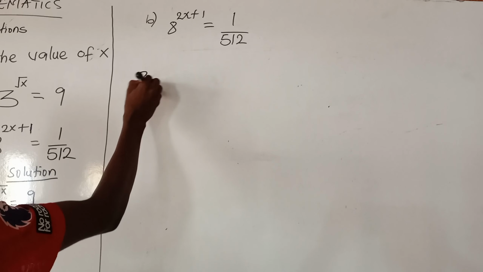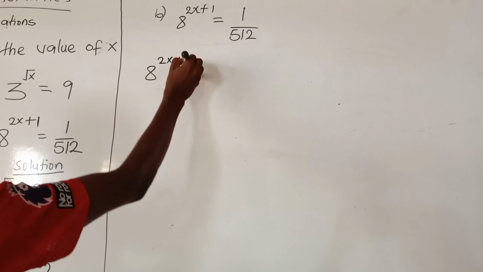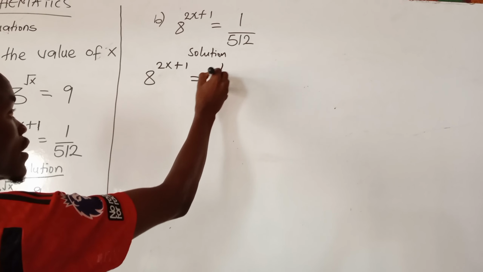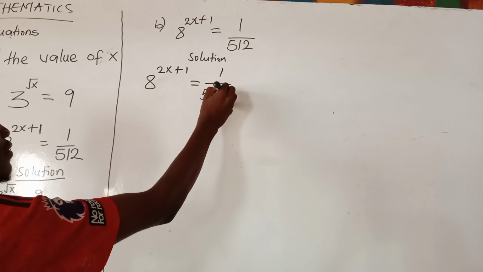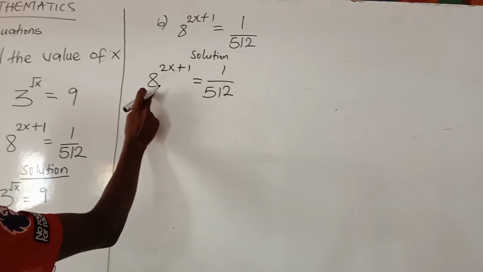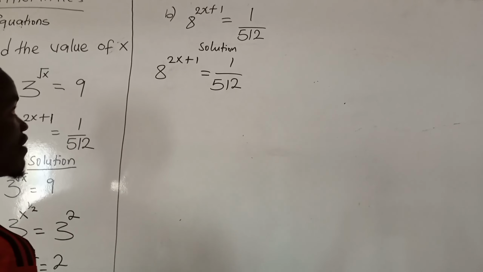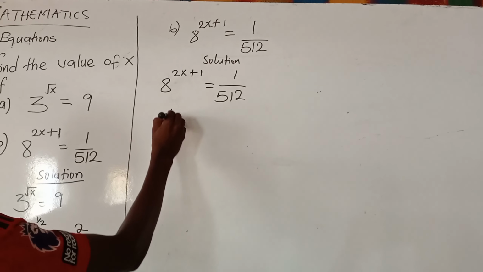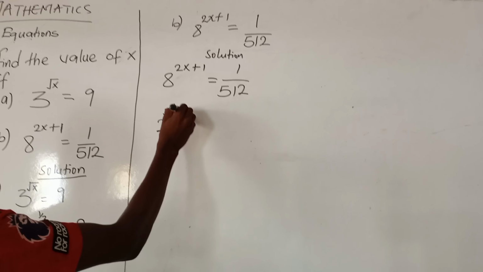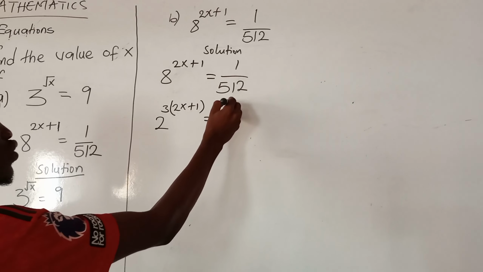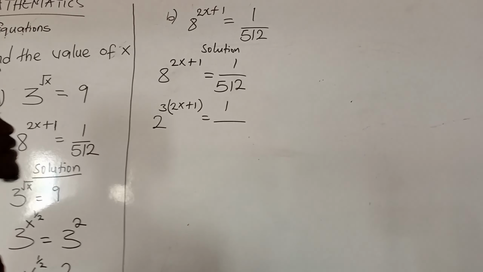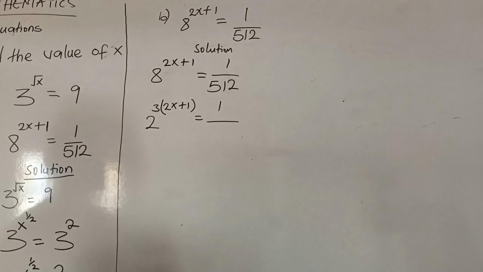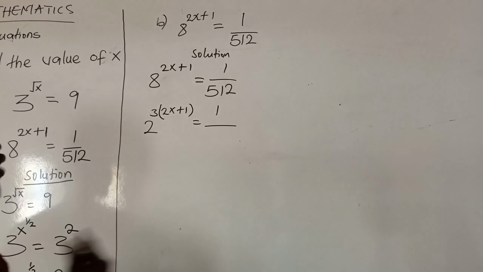Now, solution: 8 raised to the power 2x plus 1 equals to 1 upon 512. So we express this 8 in what? Least index. So we say 2 raised to the power 3, you open a bracket because there is a power up here, 2x plus 1 equals to 1 upon, how should we express this 512 in order to have the same base as this 2.